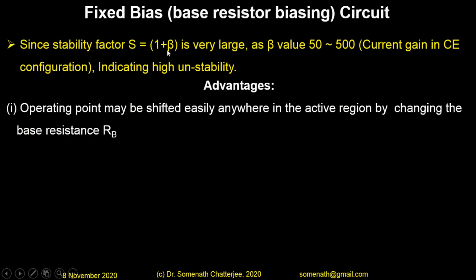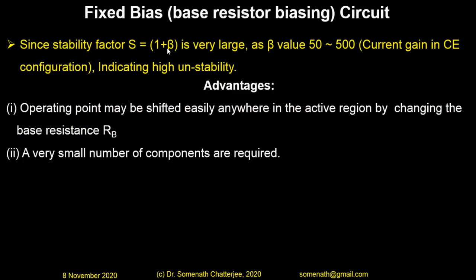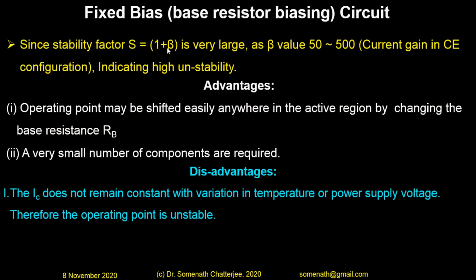If you see the advantage, it is a very simple way of doing it. The circuit is very simple, and the operating point may be shifted easily anywhere in the active region. Suppose you want to increase the amplification, then you can easily do it by changing the resistance RB value. The number of components required is very small, but it has a major disadvantage. What is the major disadvantage? The circuit is unstable.